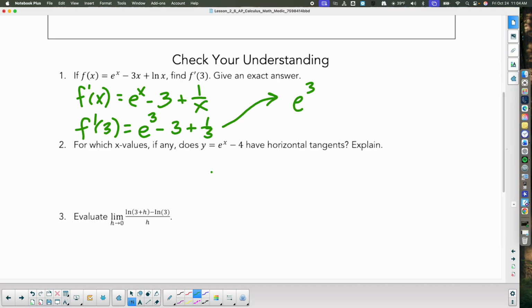Okay, so -3 plus 1/3 would be -2 2/3. I don't care how you want to write that. You could do a mixed number, you could do an improper fraction, they're all correct. But those two don't combine together in any which way, so we just leave that as the answer.